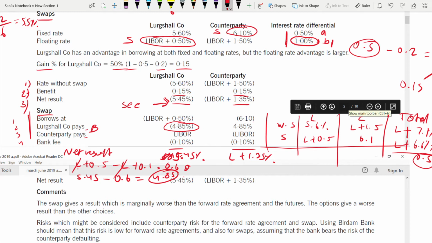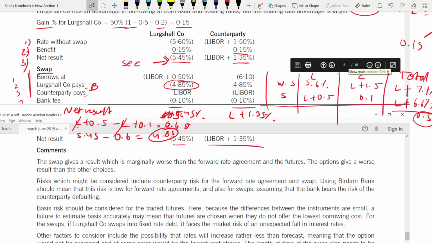Now, it is not over. If you see here, they have written the net result down. Net result you have to write down. I'm sorry, it is on the next page, that's why I couldn't show you. Net result, you are writing it down. Again, you are repeating this net result. So at the end, you have to get the net result.